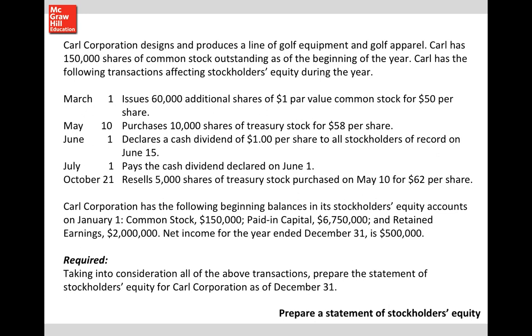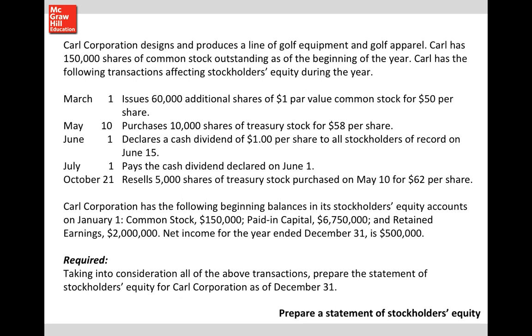On March 1st, issues 60,000 additional shares of $1 par value common stock for $50 per share. On May 10th, purchases 10,000 shares of treasury stock for $58 per share. On June 1st, declares a cash dividend of $1 per share to all stockholders of record on June 15th. On July 1st, pays the cash dividend declared on June 1st. On October 21st, resells 5,000 shares of treasury stock purchased on May 10th for $62 per share.